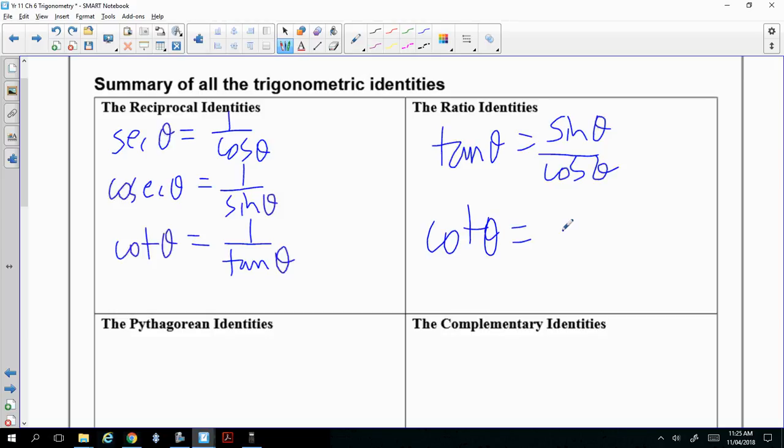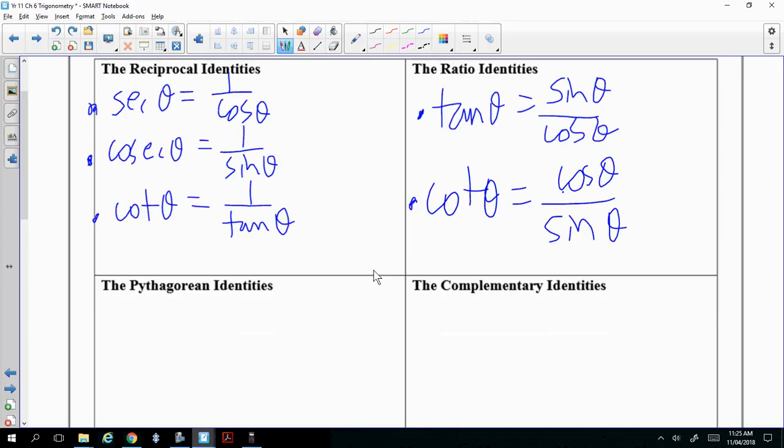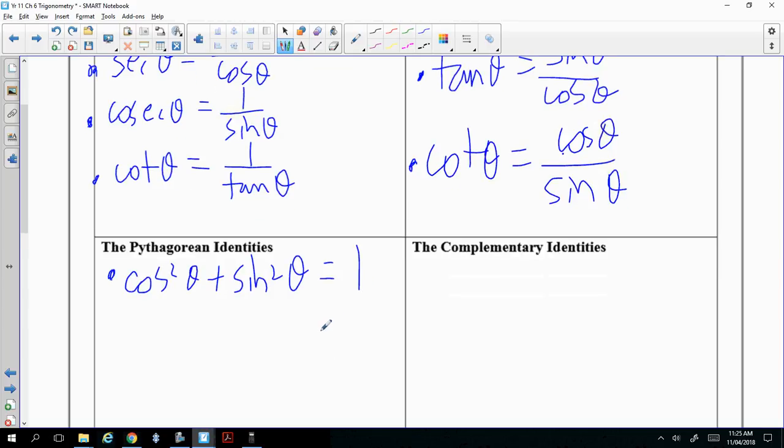And then we met our new friend, Pythagorean identities. The first one, the most impressive one: cos squared theta plus sine squared theta equals 1. Next one is cos squared theta equals 1 minus sine squared theta. And then sine squared theta equals 1 minus cos squared theta. So the Pythagorean ones all have squares in them, whereas the other ones don't have squares.